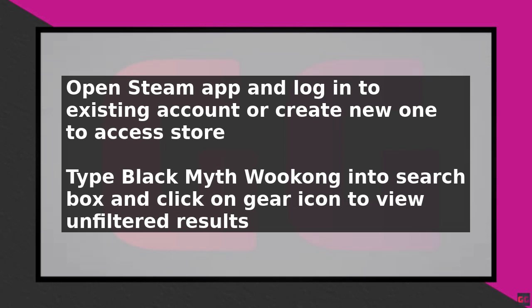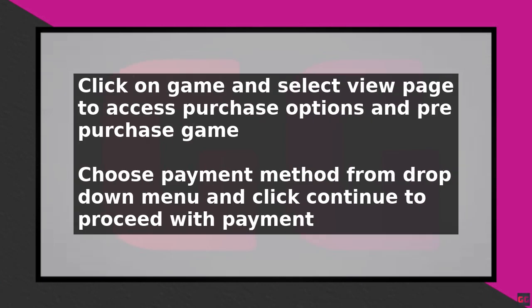Once logged in, you should see the Steam store. If not, click on the Store tab to access it. Next, type Black Myth Wukong into the search box. Press Enter, and then click on the gear icon. Select View Unfiltered Search Results, and uncheck Hide Ignored Items to find the game. Click on the game, then select View Page, and scroll down to the purchase options.